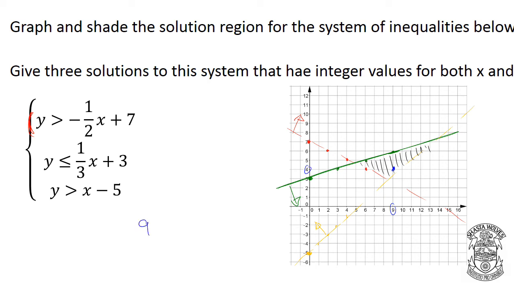So it says list 3 of them. That's an example of one, and you can see there's at least 2 other integer values, or points with integer values, inside of there you can select.